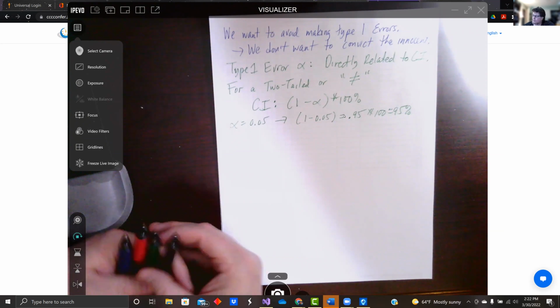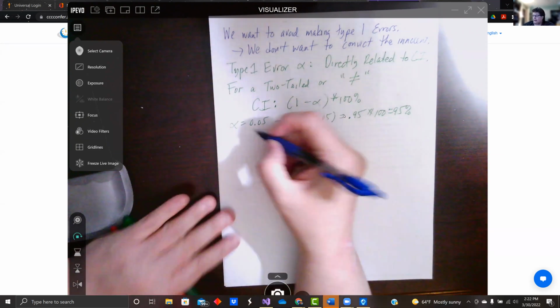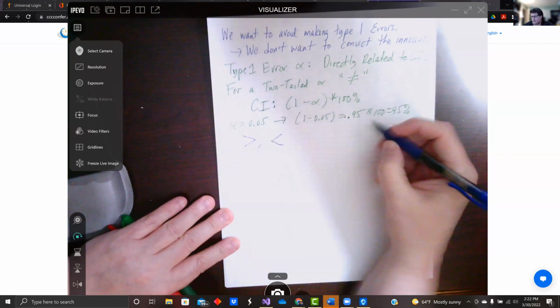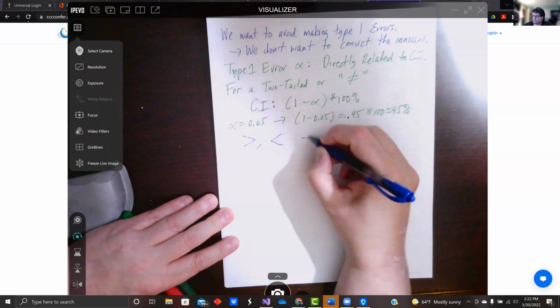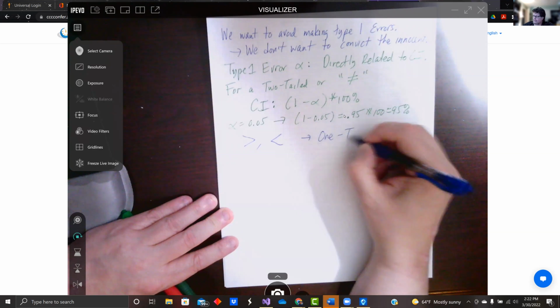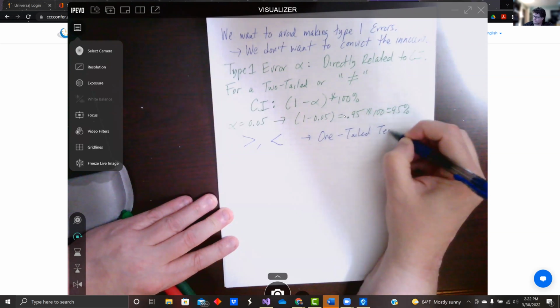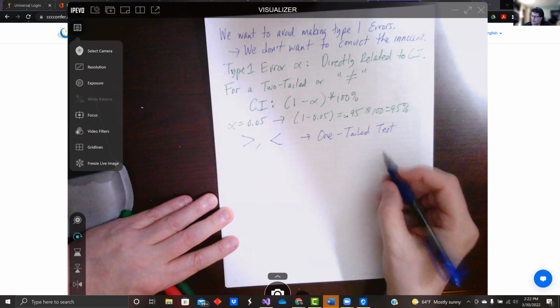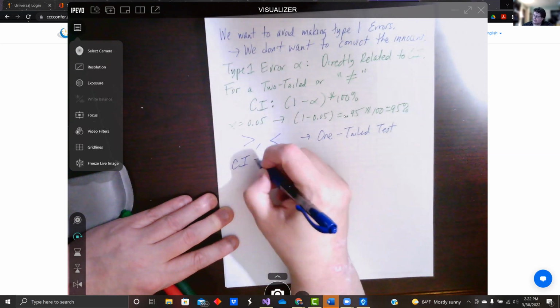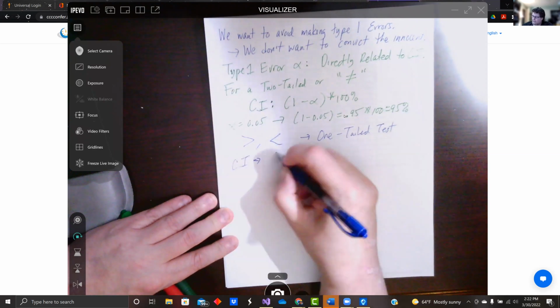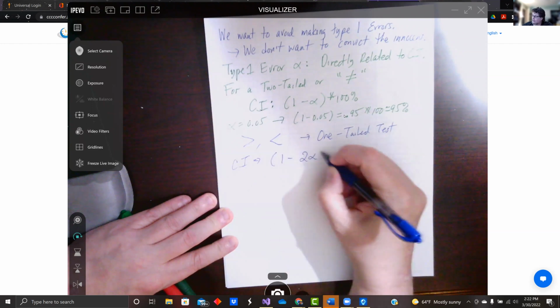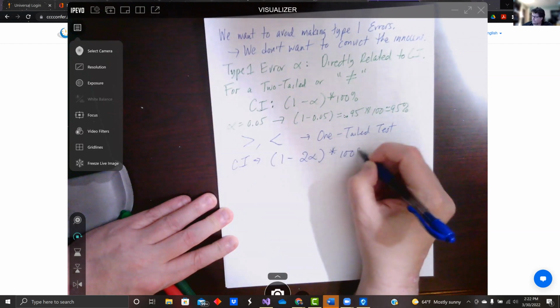When it happens to be a less than or a greater than situation, this is called a one-tailed test. And here the confidence interval is actually, we've got to double it. It's 1 minus 2 alpha times 100%.